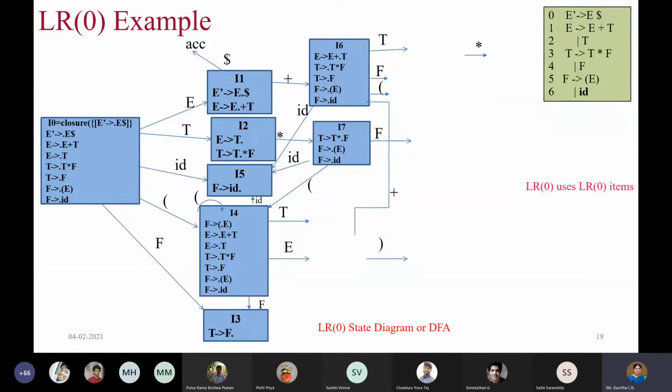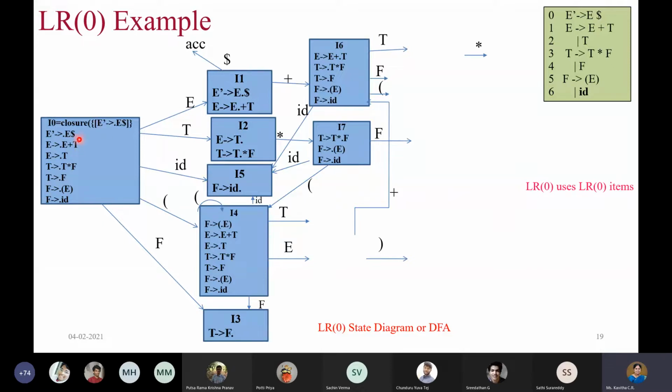In LR(0), as you all know, there is no lookahead symbol. What we do is we are going to start with the first state, and in the first state, we start with the first rule, E' gives dot E dollar. Whenever dot appears before the non-terminal, you have to expand all the rules related to that non-terminal. So we expand E, and because dot T appears, we expand T also, and because dot F appears, F is also expanded. This is state number 1, that is I0.